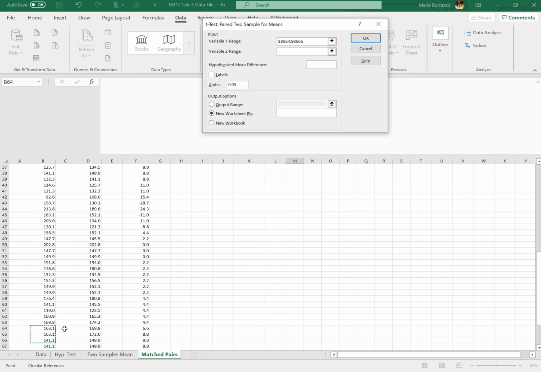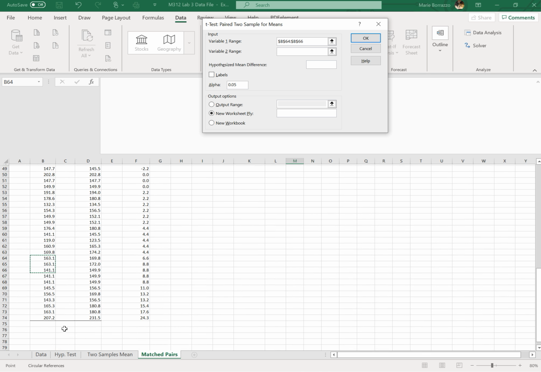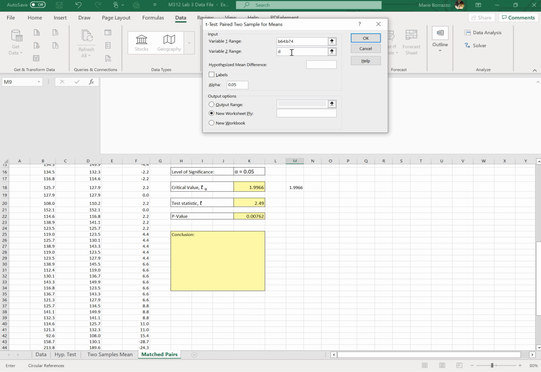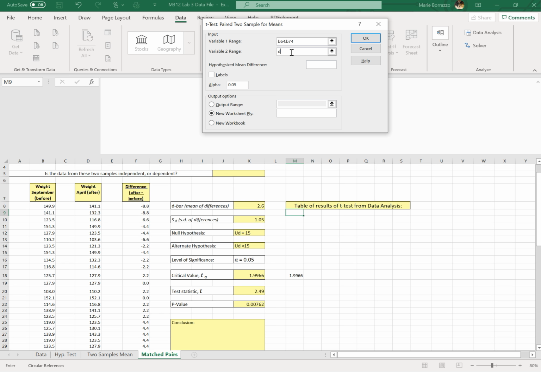We're going to start from there, all the way to 74. Let me see if I can type it in: B64 colon B74. And then the second input range would be D. That doesn't make sense. Probably would be 64 and B8.